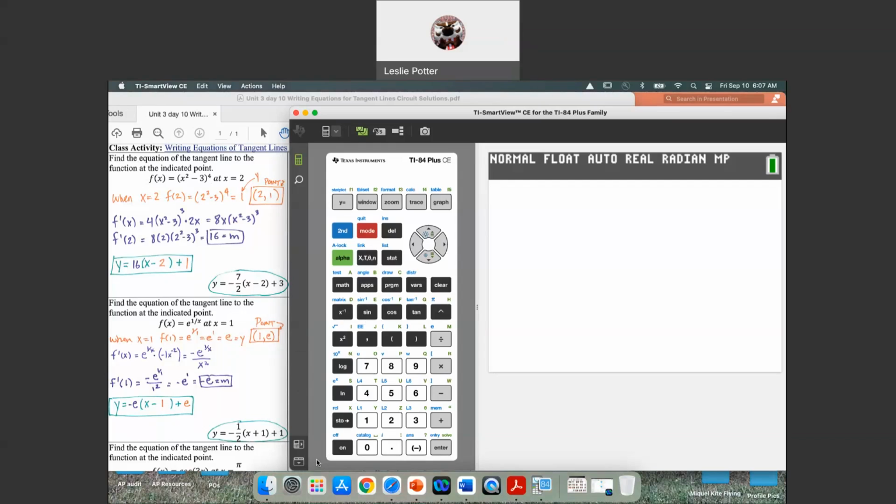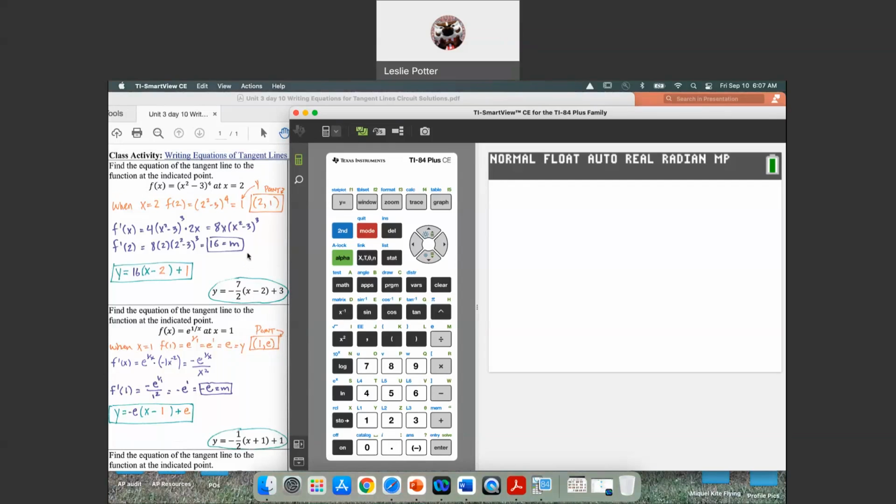In addition, this is obviously a really effective way to check solutions, like in the class activity, the circuit on writing equations of tangent lines. You can make sure that you've calculated it correctly before you move on to the next question in the circuit.